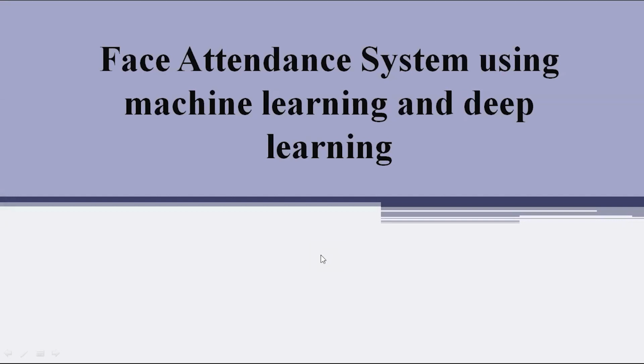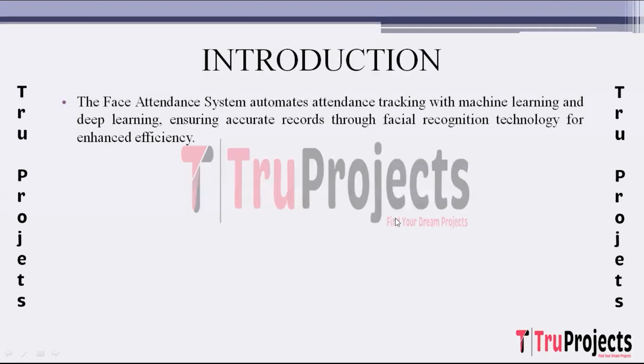Welcome to Two Projects. In this video, we are going to explain the project Face Attendance System using Machine Learning and Deep Learning. Introduction. The Face Attendance System utilizing machine learning and deep learning techniques is an innovative solution designed to automate and streamline the process of attendance tracking. By leveraging advancements in artificial intelligence, this system aims to accurately recognize and record attendance through facial recognition technology.